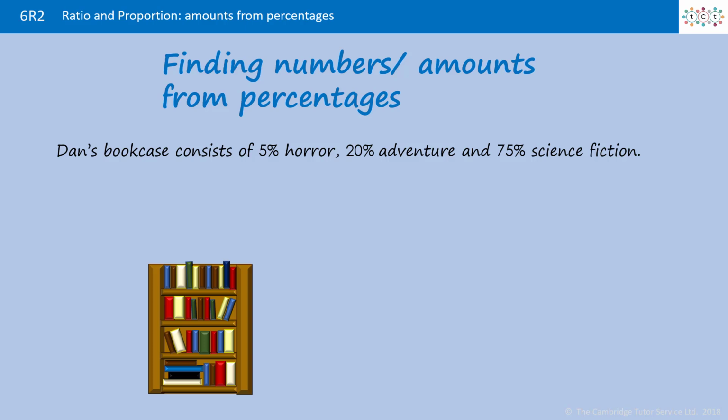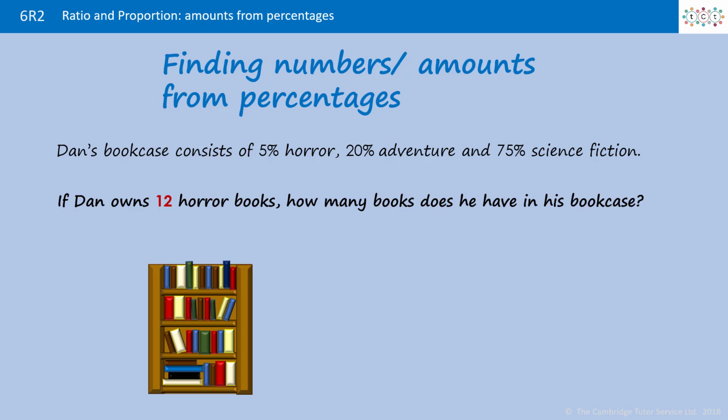Finding numbers or amounts from given percentages. Dan's bookcase consists of 5% horror, 20% adventure, and 75% science fiction. If Dan owns 12 horror books, how many books does he have in total in his bookcase?